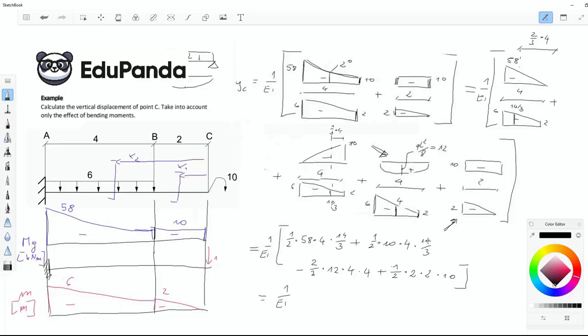1/2 times 58 times 4 times 14/3. Add 1/2 times 10 times 4 times 10/3. Subtract 2/3 times 12 times 4 times 4. Add 1/2 times 2 times 10. And it ends up with 500. I mean, regardless of which way we reach this result, it must come out the same. However, it's nice to be aware that we can perform these calculations in many different ways.